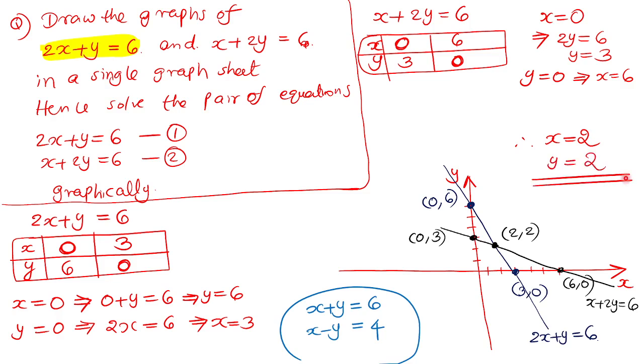So the conclusion is the given pair of equations has the solution x equal to y equal to 2. So in this way, graphically we can solve the pair of equations. You have to draw the graph and find the point of intersection. That point of intersection will have x value as well as y value. That is the solution. But the graph sheet is required to solve like this. So it is actually there in our syllabus, okay?